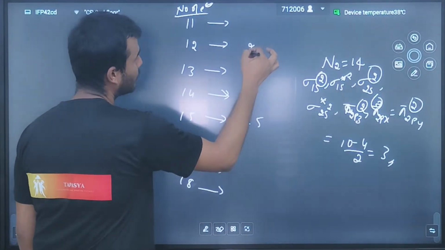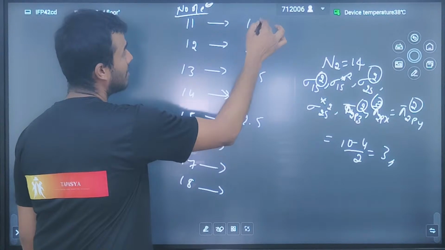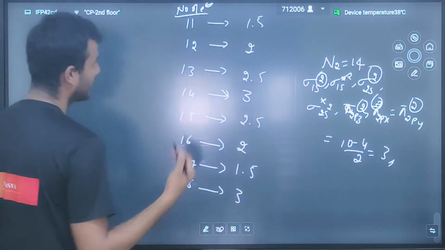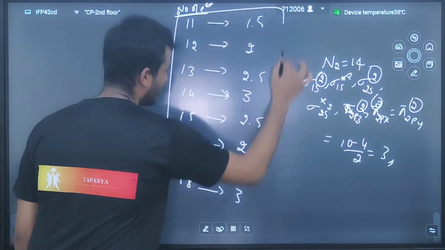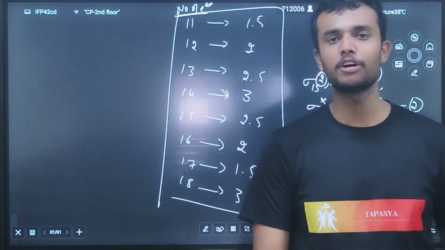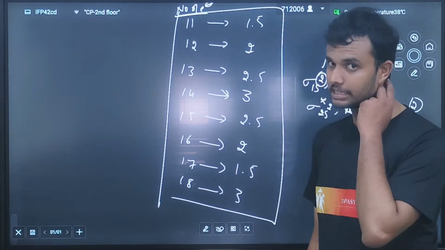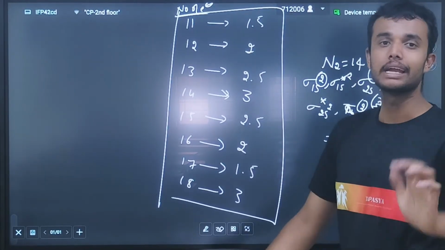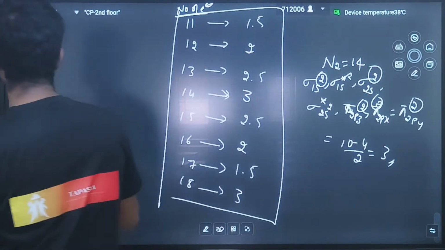Then if it contains 13 or 15, it is 2.5. If 12 is there, it is 2. If 11 is there, it is 1.5. Again 2, 1.5. Okay, this is the trick. You should remember this one. Very simple. Count the total number of electrons in the molecule. Then apply this formula, and you will get the bond order.